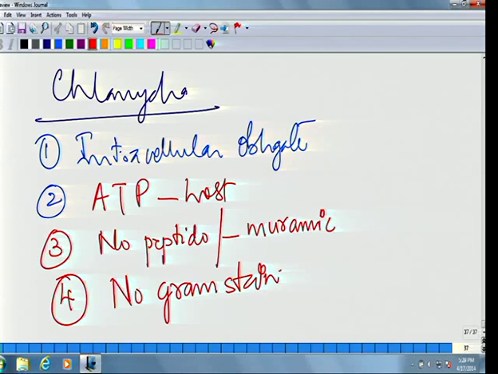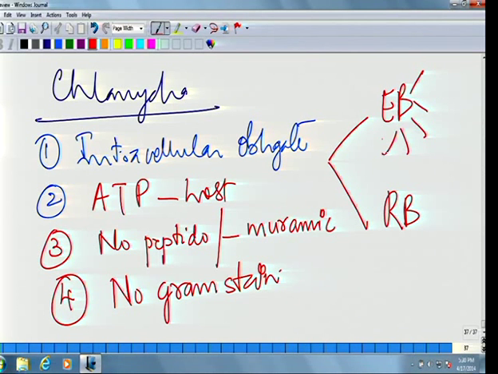What are the two forms in which it exists? Elementary body and reticulate body. Which is the infective form? Elementary body is the infective form. Okay? Reticulate body is what you see inside when it's multiplied. Okay, so the characteristics of chlamydia are very, very important. This is the reason why you can't use any cell wall acting antibiotics to treat chlamydia.